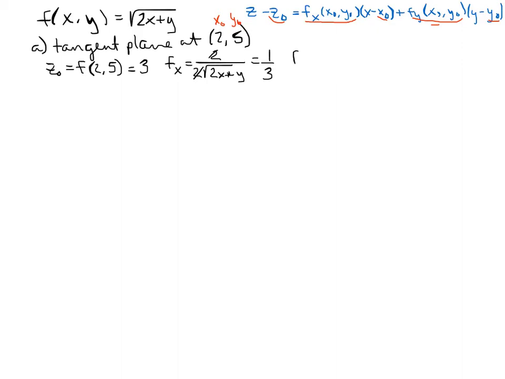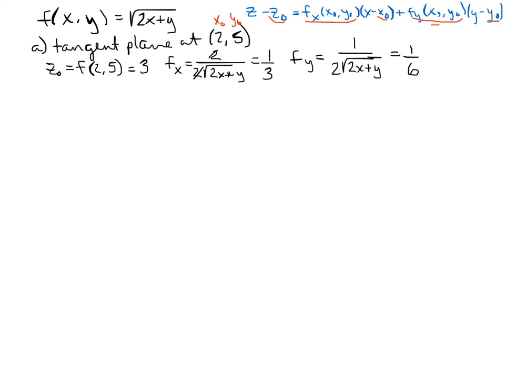Now I've got to find the partial of f with respect to y. So that is going to be, let's see, we'll have the 2 and then that root of 2x plus y in the denominator. This time just a 1 in the numerator because there's a 1 out in front of y. That root when we plug in 2 and 5 was 3. 3 times 2 is 6. So the partial with respect to y is 1/6.